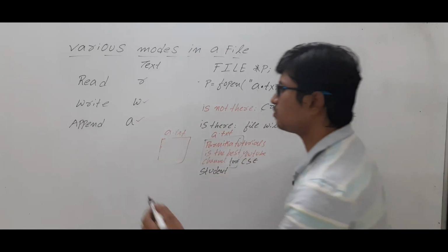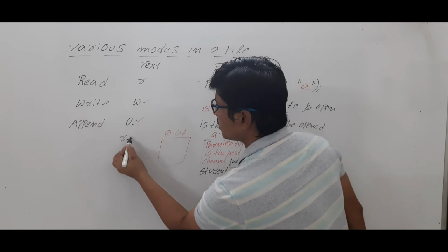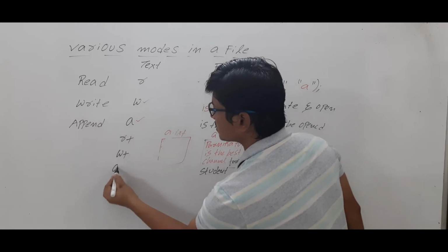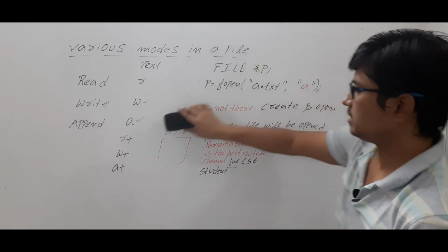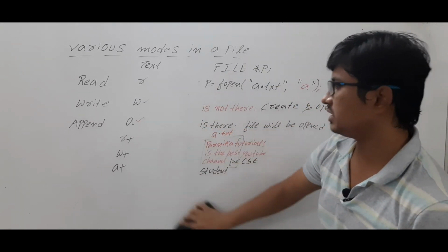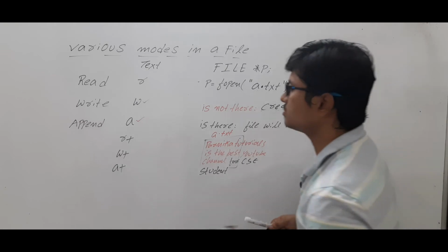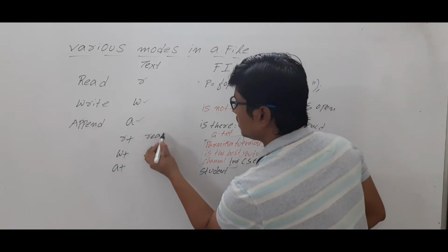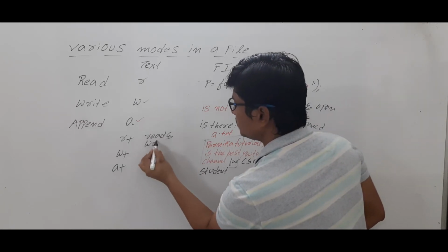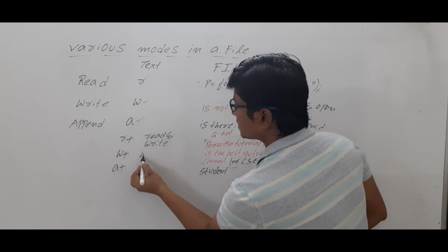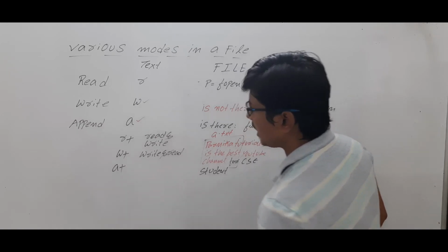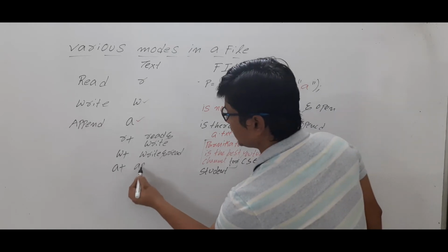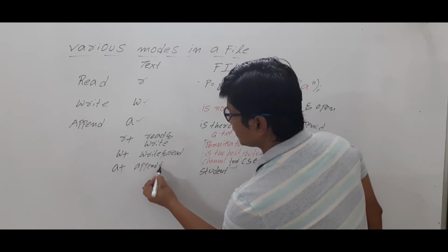Now I will discuss a few more modes, such as R plus, W plus, A plus. What is the purpose of each mode? Let me read it, then I will discuss each one in detail. R plus is for read and write. W plus is for write and read. And A plus is for append and read.